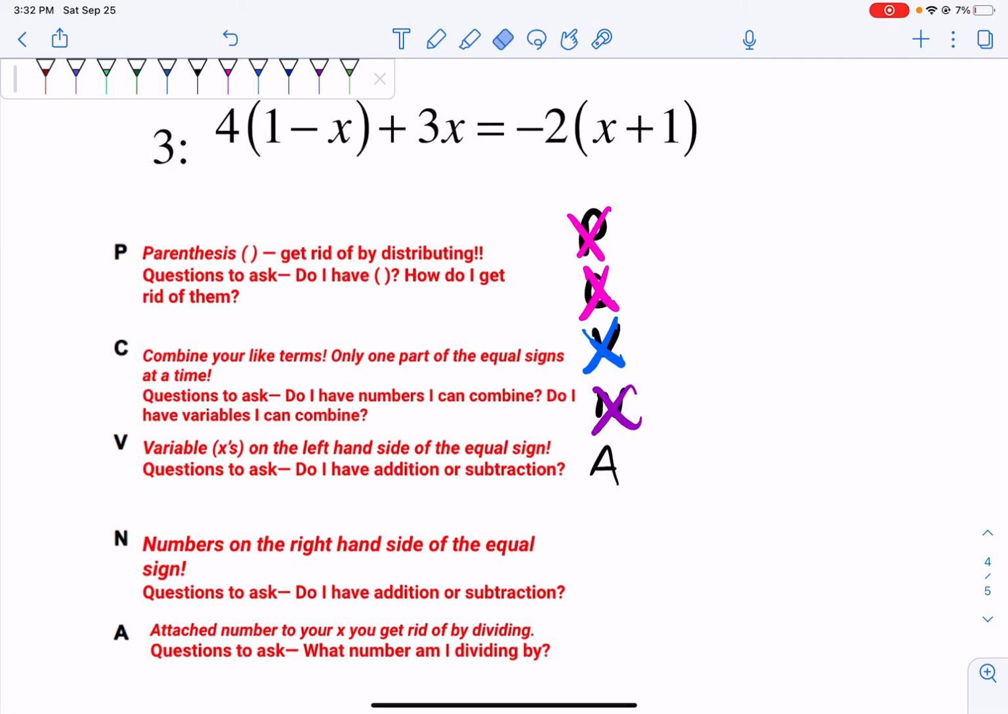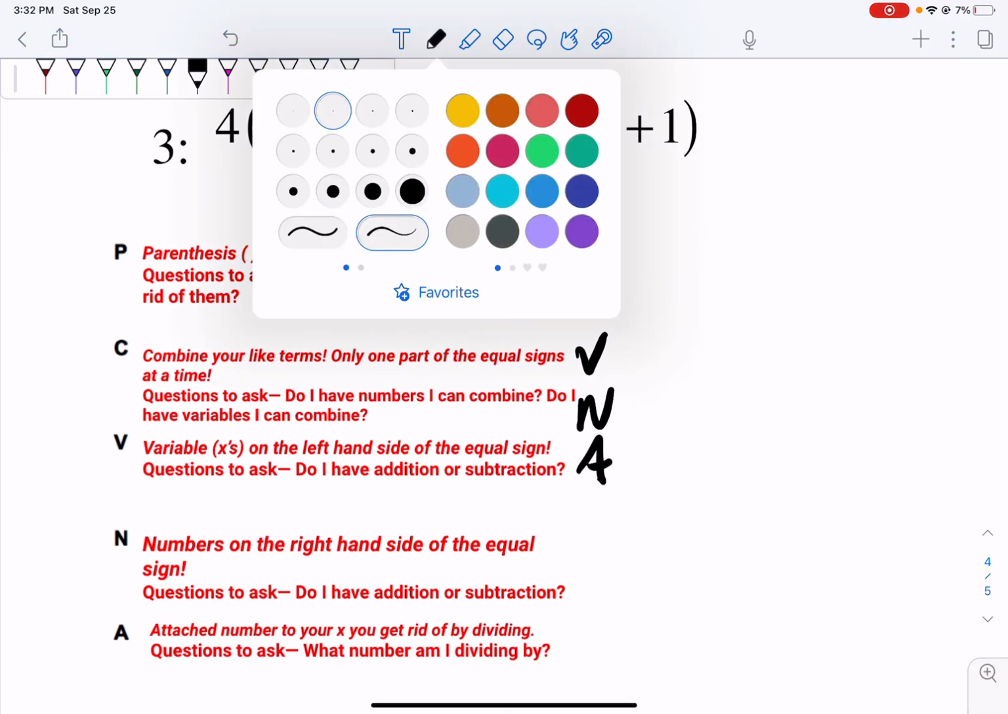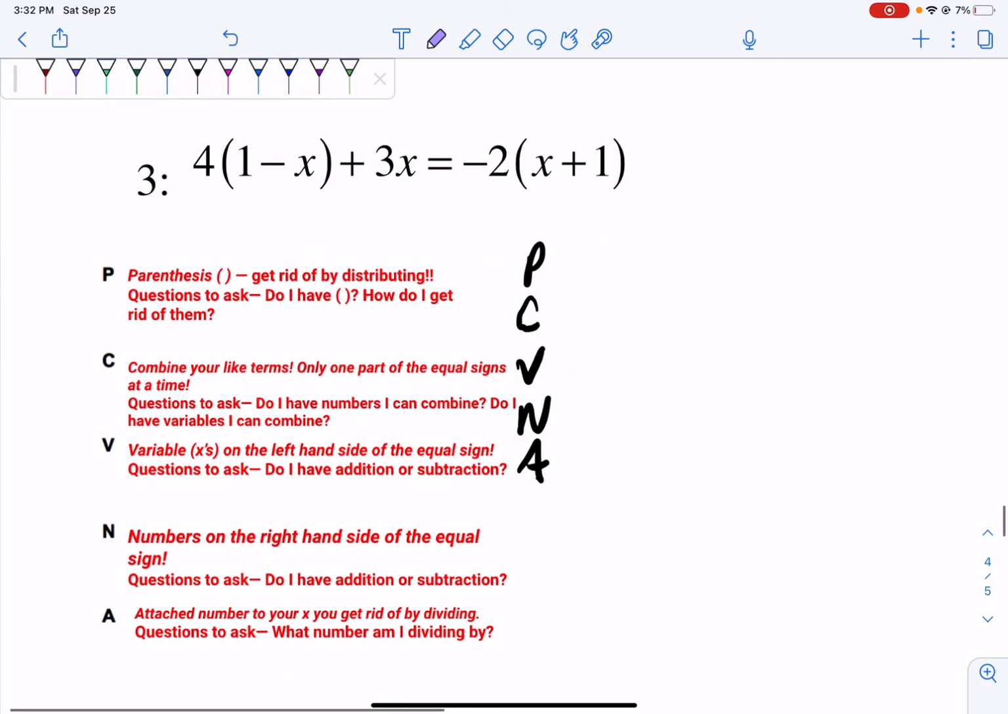Let me erase my PCVNA. So PCVNA, the first stage is parentheses. Do I have them? And yes, I do. So I'm going to distribute. So I distribute my 4 to my 1 minus x.